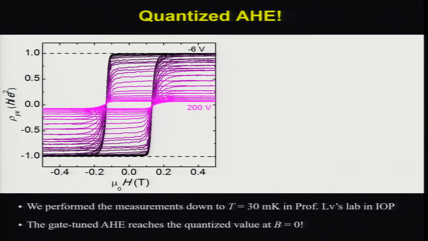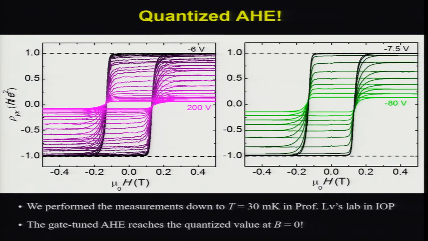So we collaborated with Professor Li Lu's group at IOP, because at that time we didn't have a dilution fridge in my lab. In his lab, we performed the same measurements down to 30 millikelvin, and immediately we saw the quantized Hall effect. For this particular sample, if we apply a -6 volt gate voltage, the Hall resistance at zero magnetic field is exactly the quantized value, h over e squared. Over a narrow gate range it remains there, so there is a narrow plateau that gives you the quantum anomalous Hall effect.